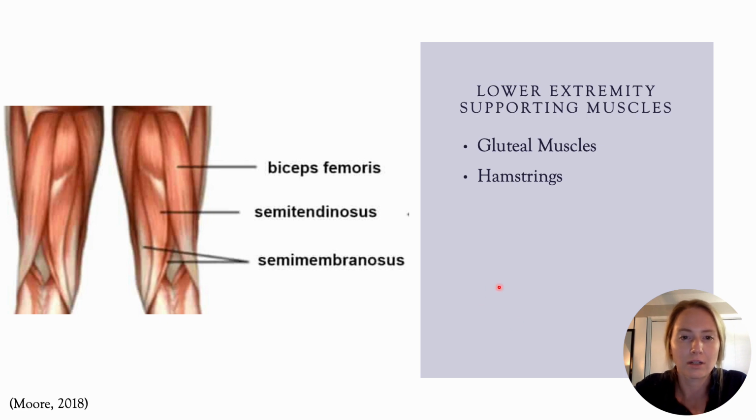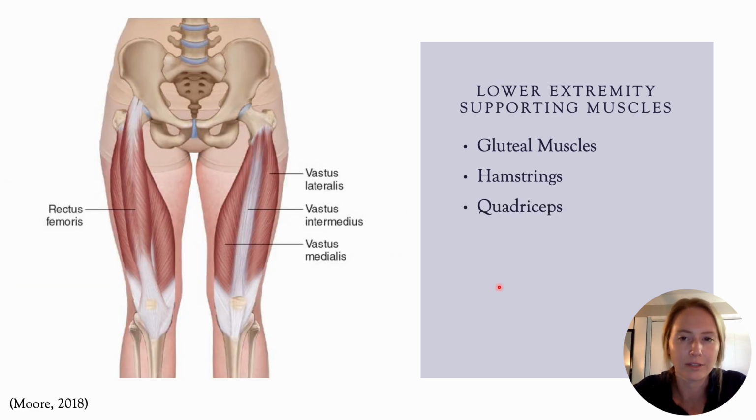Next, we will talk about our quadricep muscles. So again, we'll kind of just breeze through these. So our quadricep muscles, we've got rectus femoris, vastus lateralis, vastus medialis, and vastus intermedius, and they are all going to work together to extend the knee.